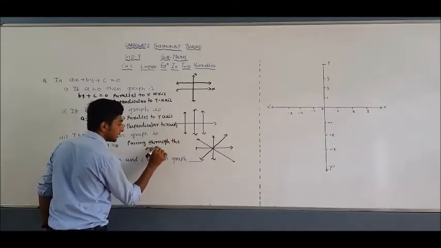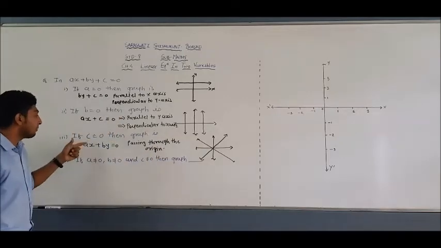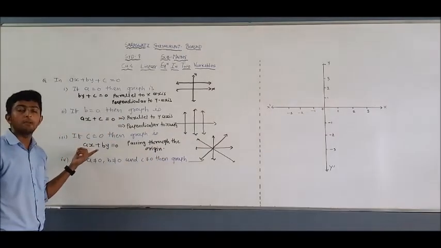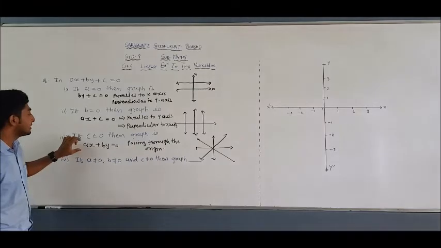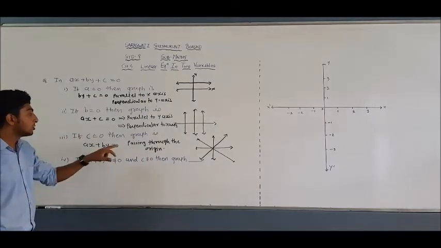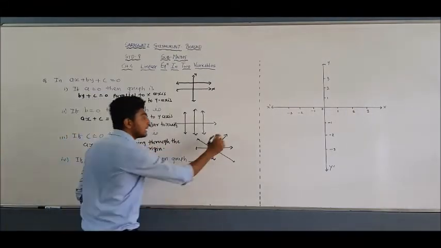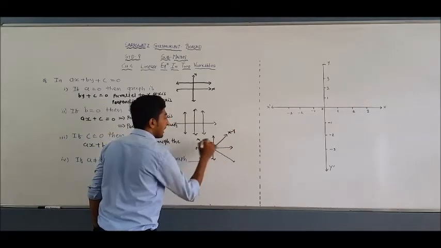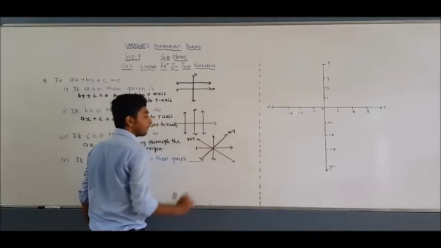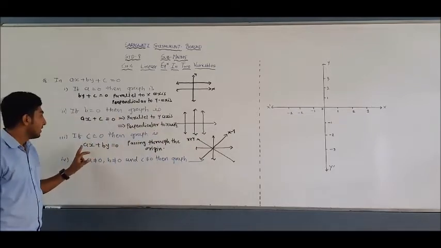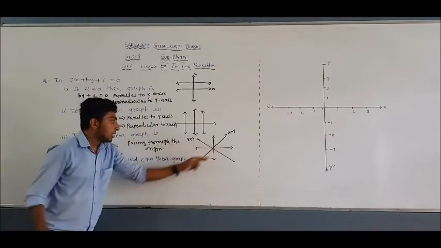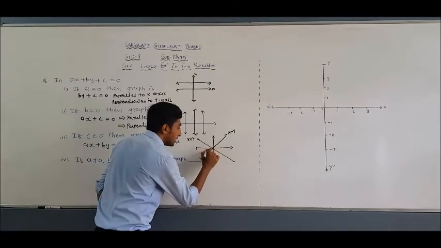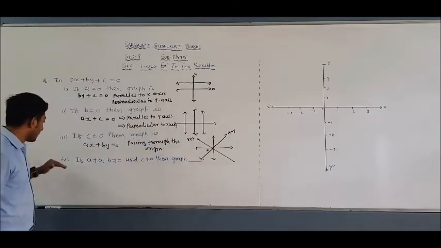Okay, once again, if c equals 0, that means a is not equal to 0 and b is not equal to 0, then the equation is ax plus by equals 0. So the graph is always like this. This is the graph of x minus y, or this is the graph of x plus y. Like this, passing through the origin. This is the origin.